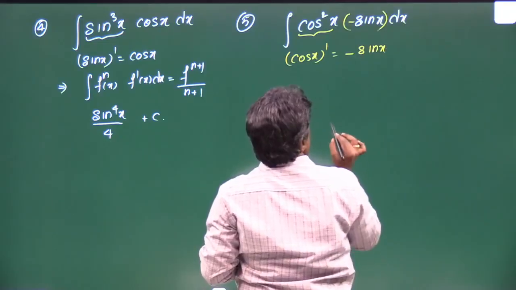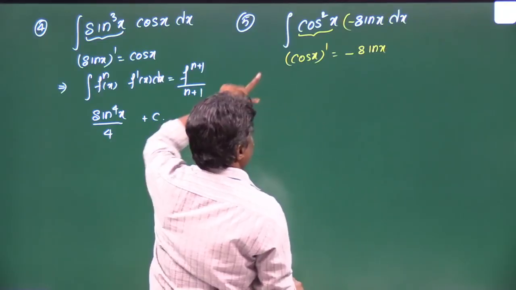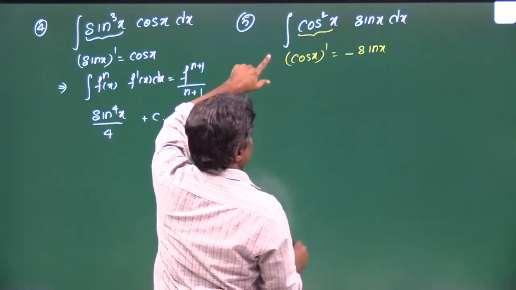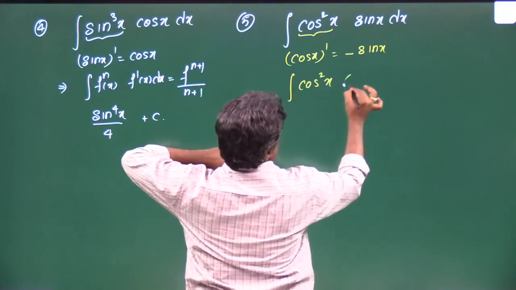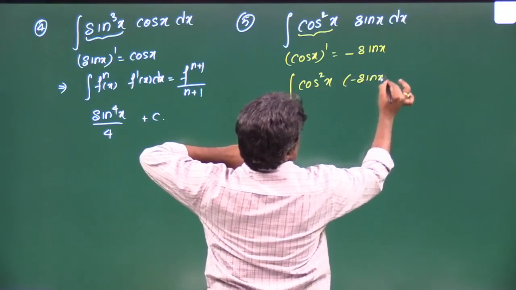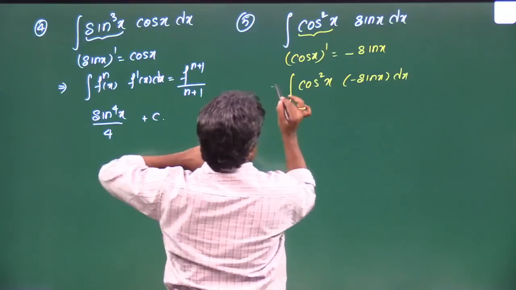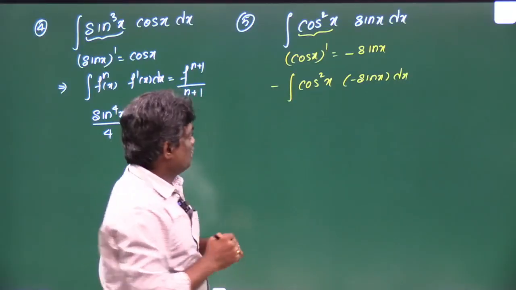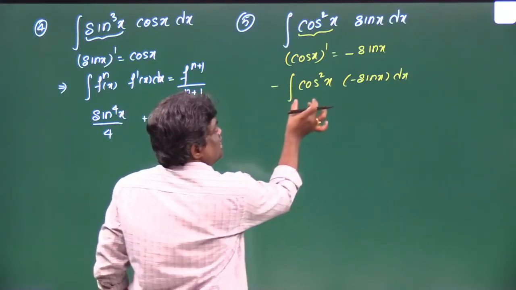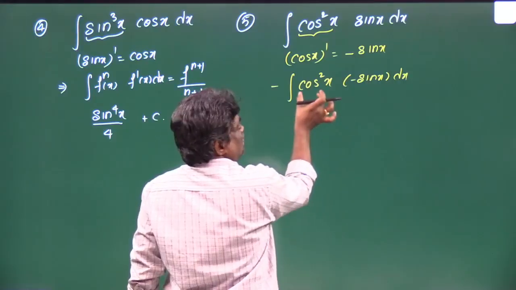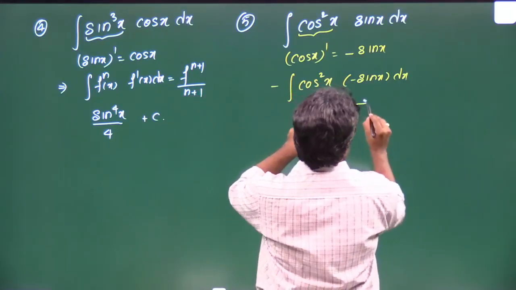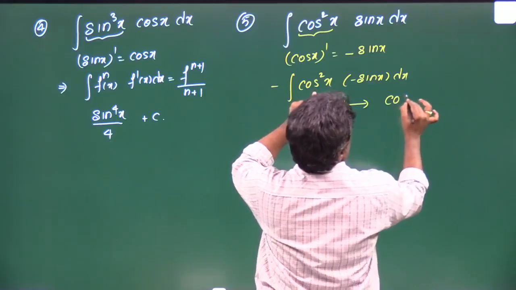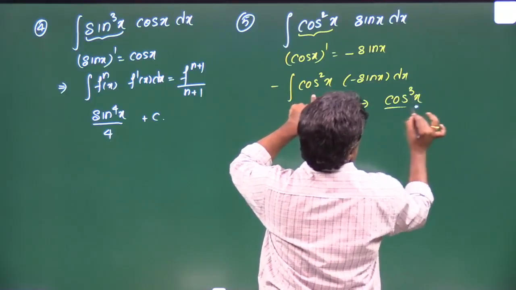Okay, so let me keep the question as it is, otherwise you don't know what the question is. So integral cos square x, I am taking one minus extra and again one more minus here. Okay, then the problem is solved. So this is f power n into f dash of x. The answer is simply f power n plus 1, that is cos cube x by 3.